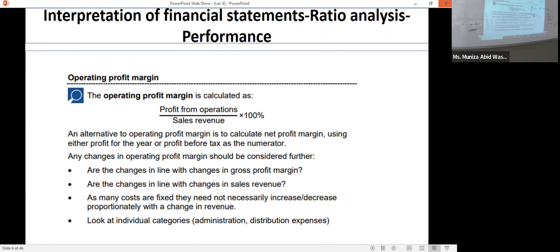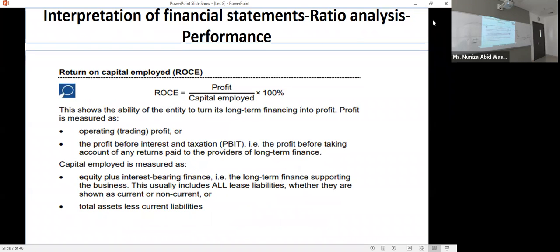Then the reason can be found by looking at the individual categories: administration, distribution expenses, marketing expenses, wages or salaries, commissions, rents, etc. So you have to look at the individual components as well, which are going to bring an increase or decrease in the operating profit margin. If your operating profit margin is reasonable as per the industrial averages, it's well and good. If it is not reasonably the same as per your industrial averages, then obviously the accountants have to look into the detail, and control has to be exerted then.